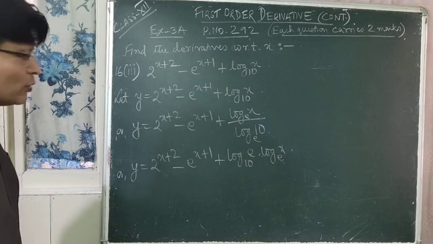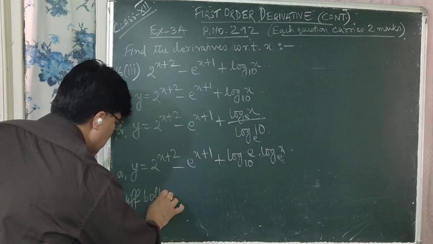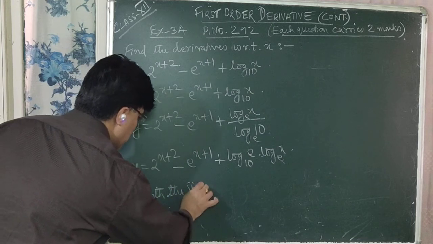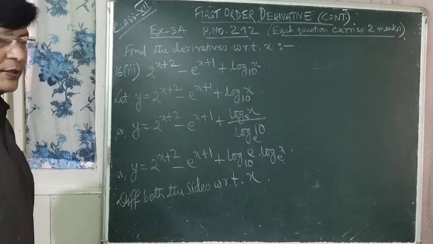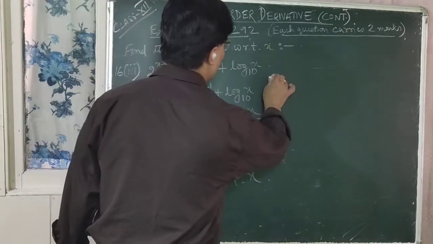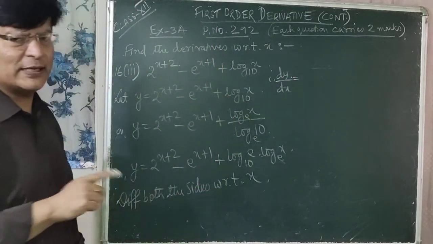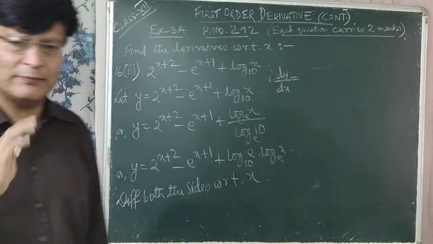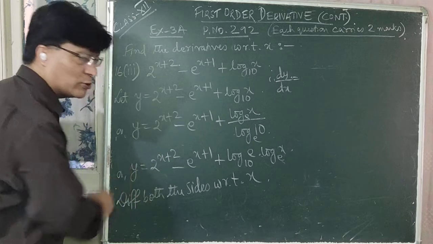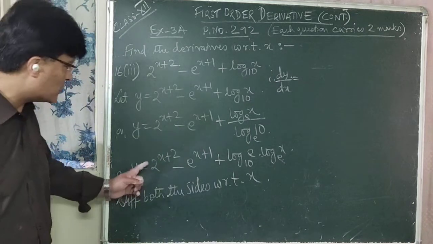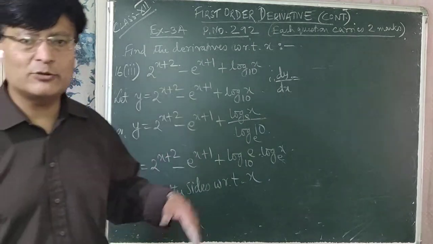So let us differentiate both the sides with respect to x. Okay, so differentiating both the sides with respect to x. Okay, so let us differentiate it. Therefore dy by dx is equal to, now you don't need to write dy by dx again and again, let's directly differentiate this. So now what is d by dx of 2 to the power x plus 2? You should take it as a to the power x, because 2 is constant here, base is constant and power is a variable. That means you have to take it as a to the power x.